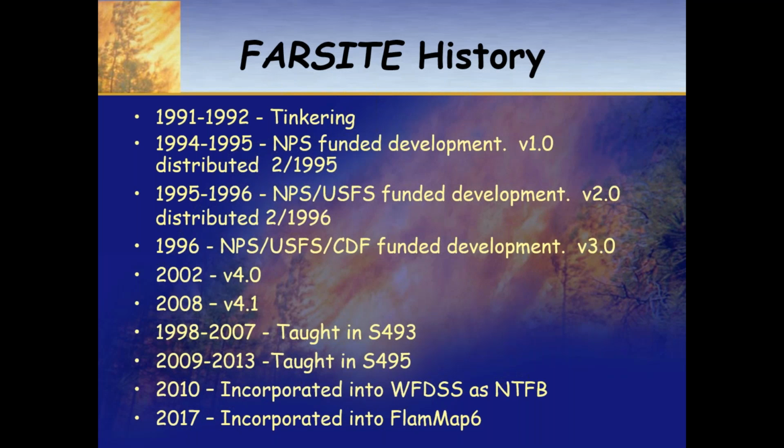It was taught at various levels in 493 when it was a standalone class as Farsight, and then taught in 495 for a while. In 2010, it was incorporated into the Wildland Fire Decision Support System, and people who use that system will know it as near-term fire behavior. And then in 2017, we've taken it out and put it back into FlamMap 6 and retired Farsight 4. So we're considering the official version of Farsight is now within FlamMap 6.